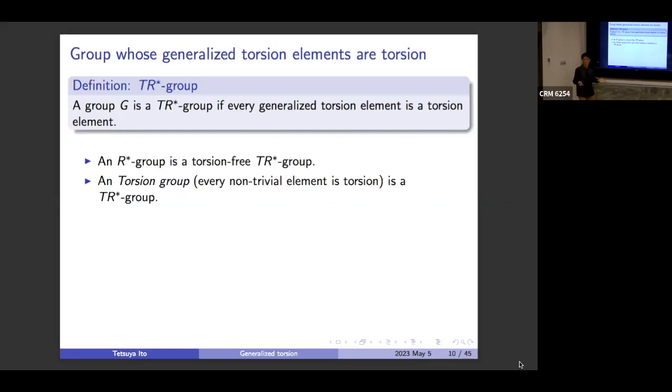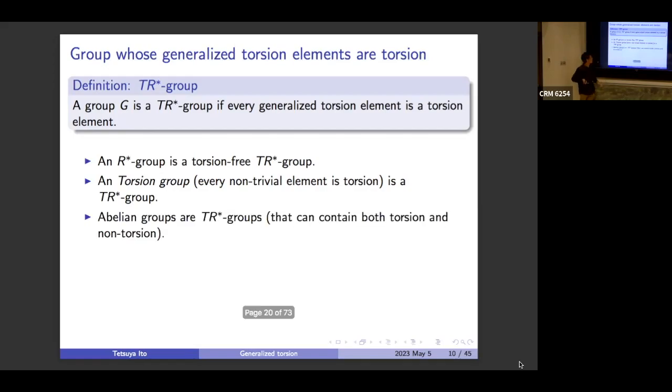In the opposite extreme, let us consider a torsion group or periodic group. I mean that every non-trivial element is a torsion element. Then every generalized torsion element is a torsion element as well. So these are somewhat trivial examples. And again, an almost trivial example is the abelian group. But abelian groups are slightly interesting because they can contain both torsion and non-torsion elements.